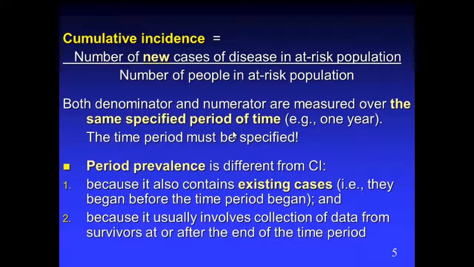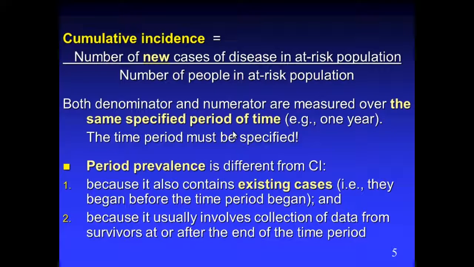It can be defined as the number of new cases of a disease in the at-risk population, divided by the number of people in the at-risk population. So really it's a simple fraction, and it's measured over the course of a specified time period. And you have to specify the time period because the cumulative incidence will vary by the time period. And it's different from period prevalence because period prevalence also contains existing cases. In other words, they began before the period of follow-up began, the time period that you're interested in.